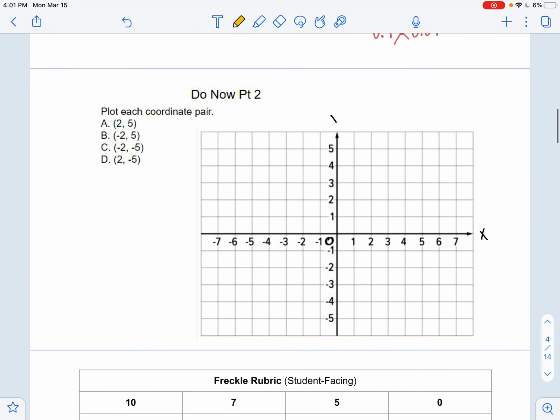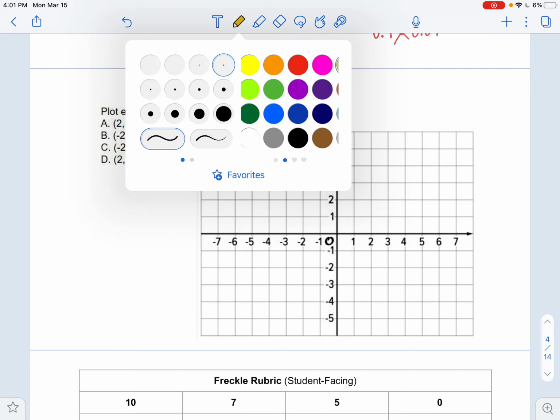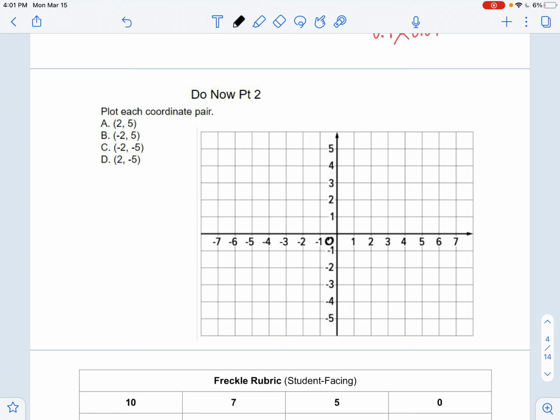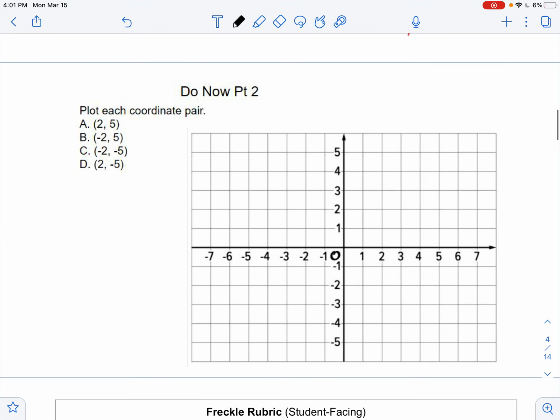The second part of the do now is more current to what we're working on the last few weeks. So we have our x-axis side to side and our y-axis up and down. It's always helpful for me to refresh my memory what's x and what's y. When you get a coordinate pair, you always have your x value first, which is again side to side, and your y value second, which is again up and down.